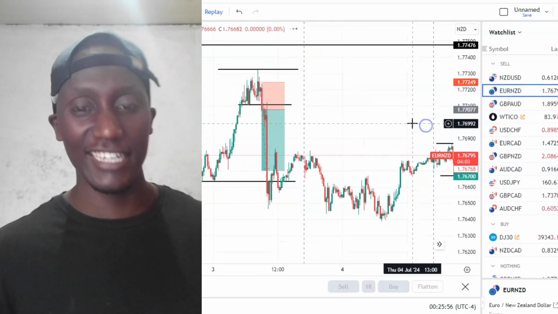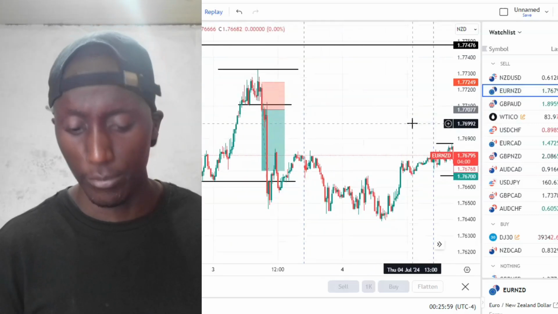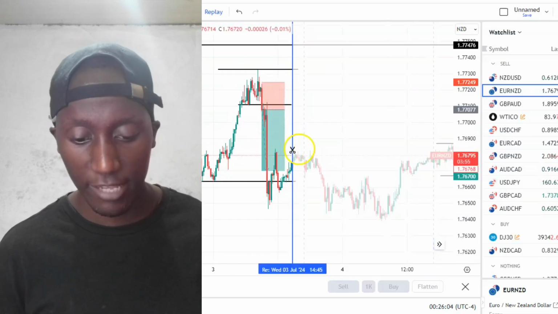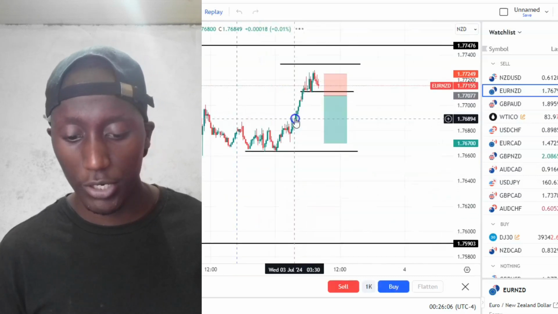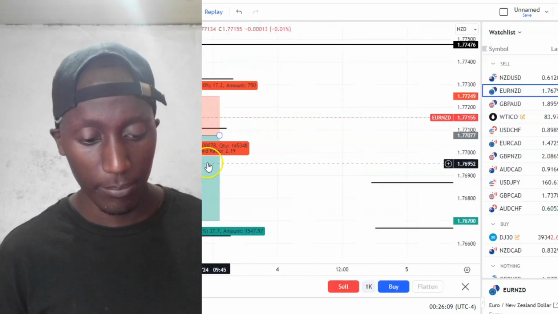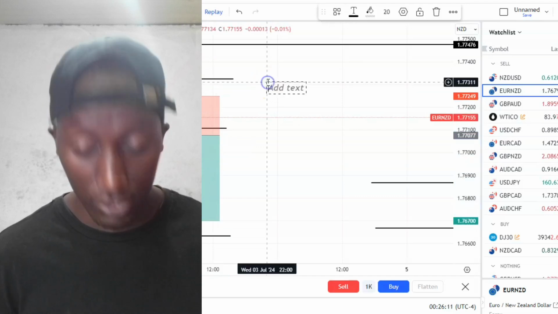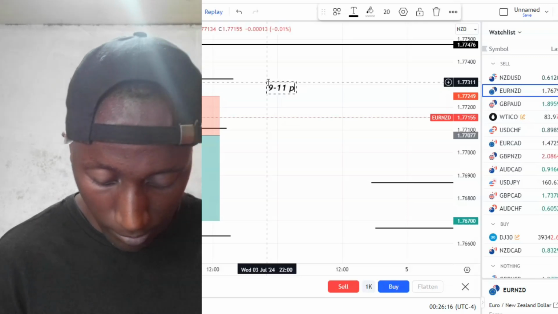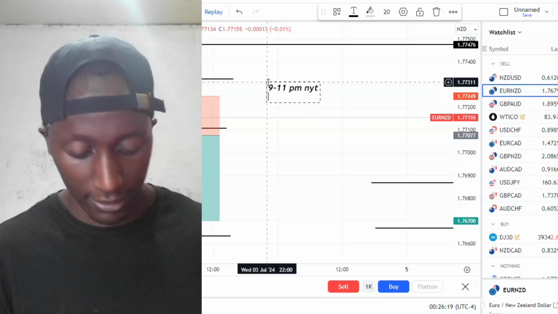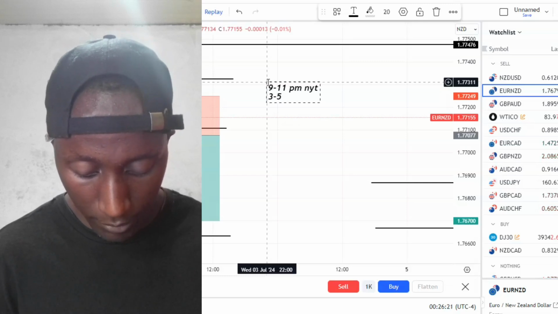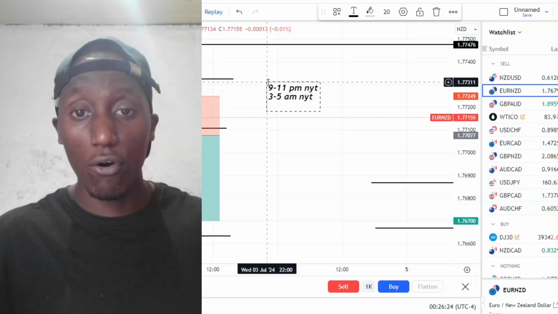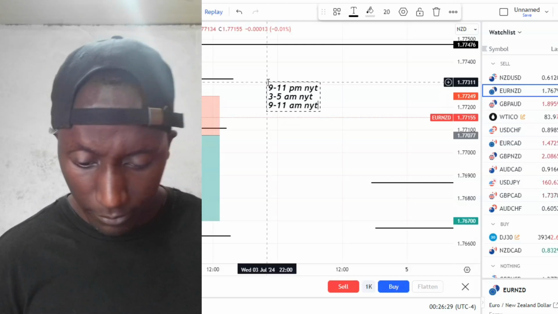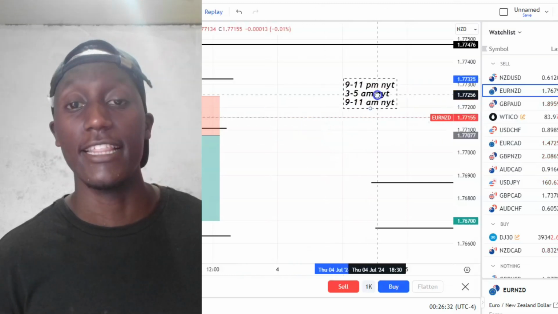Now, on the trading day, what exactly are we looking for? Because this is the most important day. And so, first things first is our timing window. Our timing window for Asia is from 9 to 11 p.m. New York time. And then for London is from 3 to 5 a.m. New York time. And then for New York is from 9 to 11 a.m. New York time. So this trade occurred in the New York session.